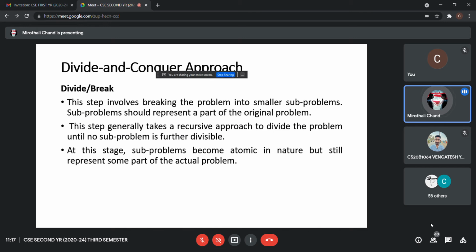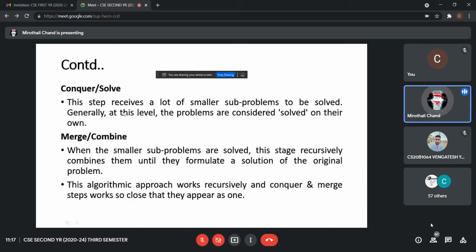So we have divided the problem into several problems. Then we have to solve them. Conquer is nothing but solving those subproblems based on the type of the problem we have taken. Then the final part is merge or combine. After solving the smaller subproblems recursively, these solutions are combined, and the final solution is obtained.